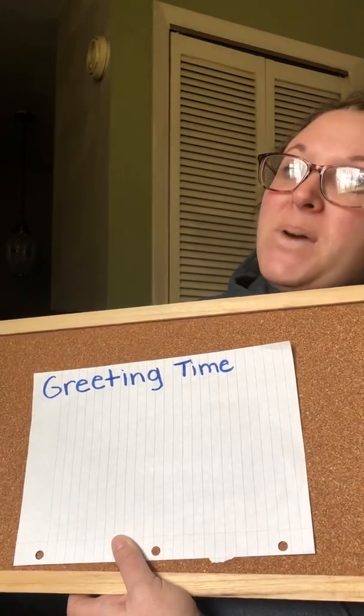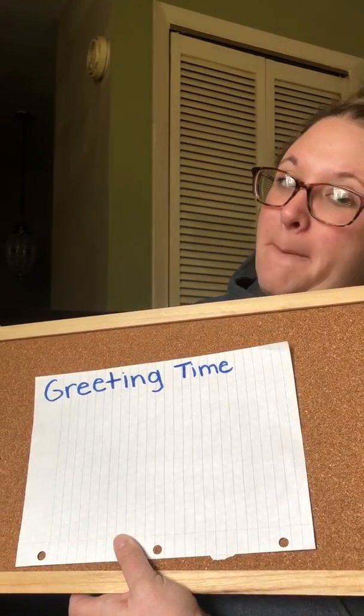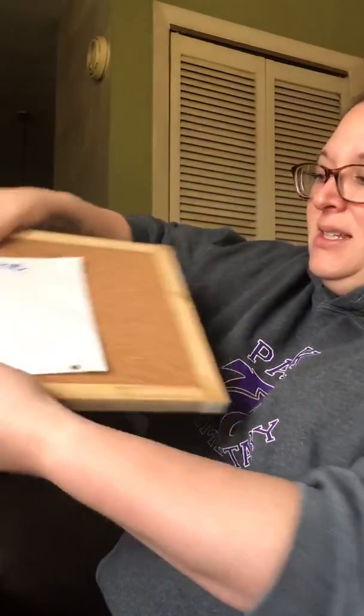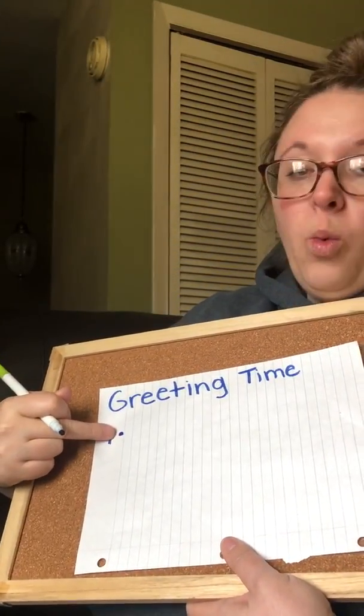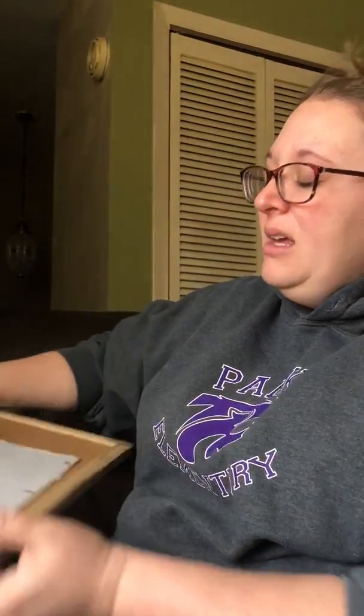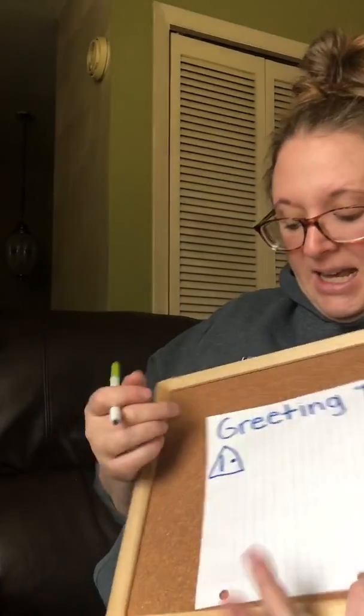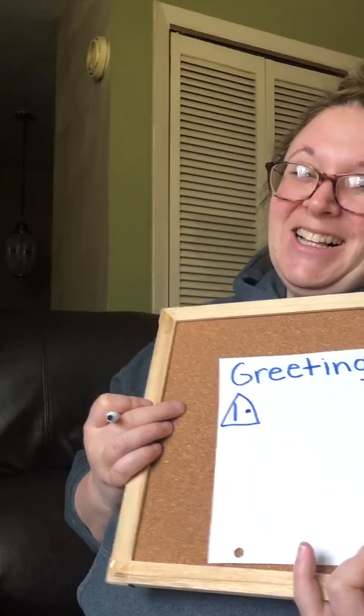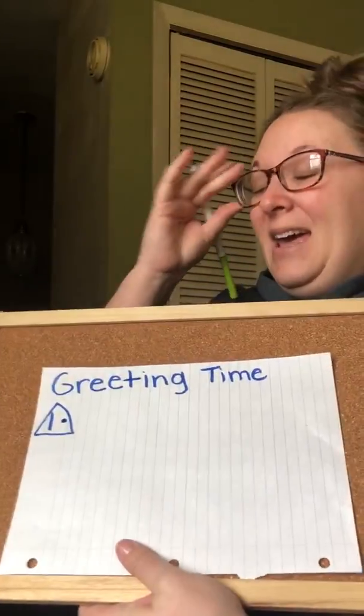Okay, and what number do we write first? Number 1. Let me put a 1 on here. And 1, number 1. And our shape, I'm going to pick, has 1, 2, 3 sides. And it is a triangle. That's right.